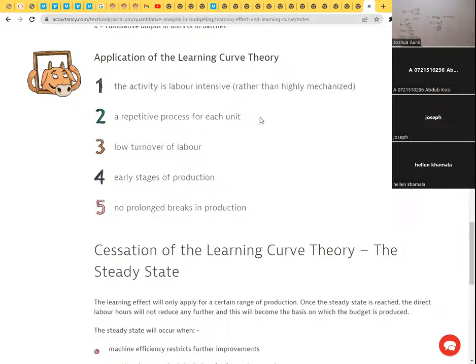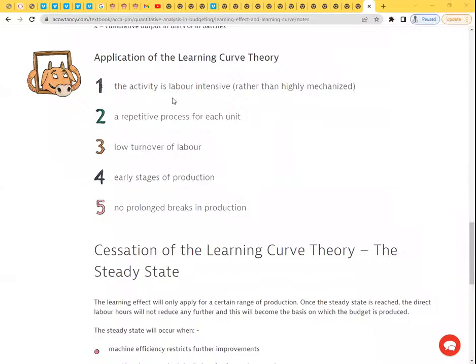So then when do we get to apply these learning curves? Number one, if the activity is labor intensive. Remember, if it's machines that are producing, machines will always tend to have a constant production time. Ni binadamu akifanya manually, hii kazi anaweza kuwa na learning curve from unit number 1 to unit number 2. The subsequent units will always take a shorter time because of the experience. So the activity has to be a manual activity or labor intensive.